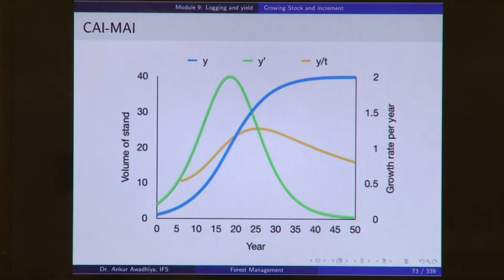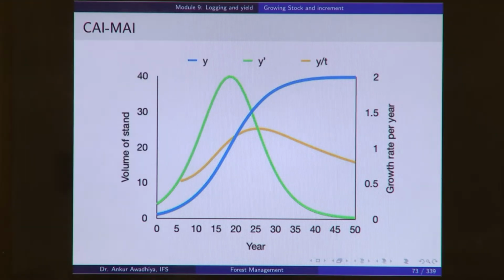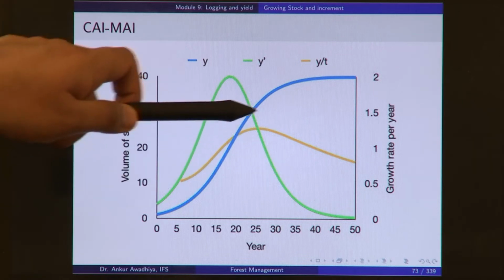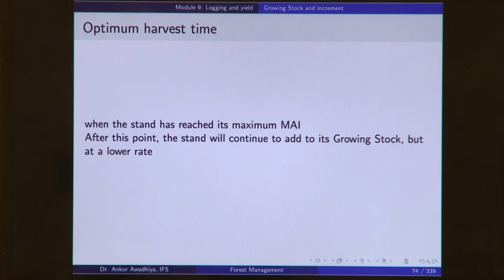Now the CAI is maximum at the point of inflection and the MAI is maximum at the point where CAI and MAI are cutting each other, and this point of cutting also gives us the optimum harvest time. This is the time when the stand has reached its maximum mean annual increment. After this point the stand will continue to add to its growing stock, but at a lower rate.